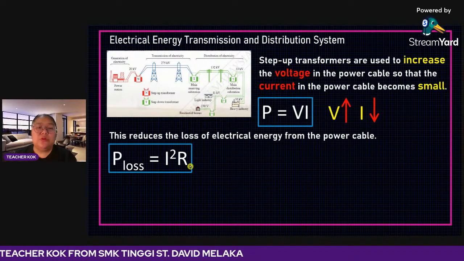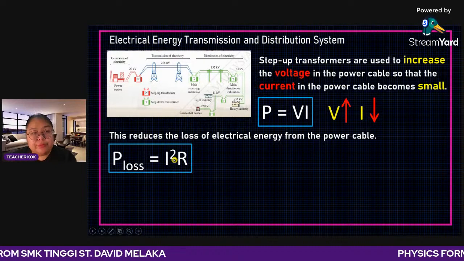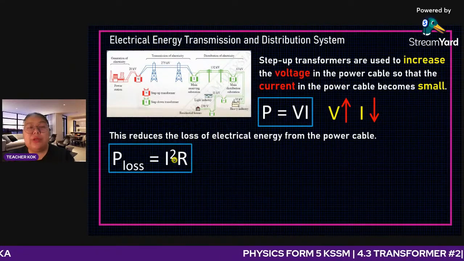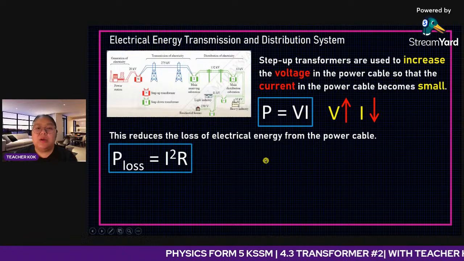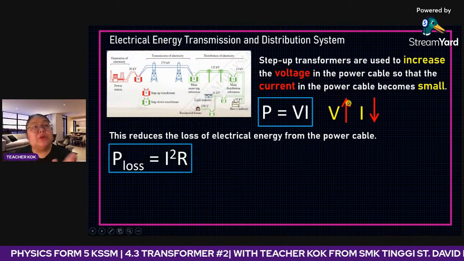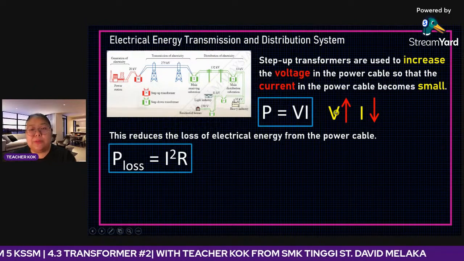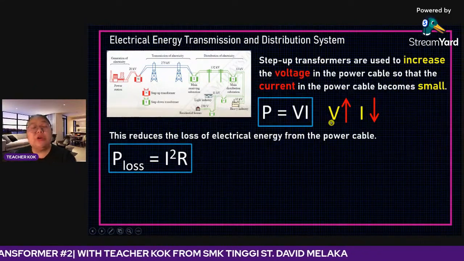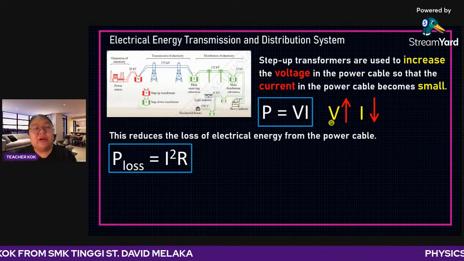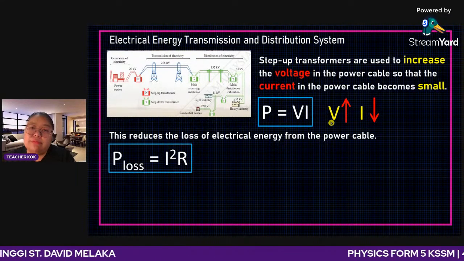So what we need to do is reduce the current sent to the cable. How to reduce the current sent to the cable? We increase the starting voltage. From the power supply, we use a transformer to increase the voltage. When I increase the voltage, the current passing through the cable will drop.